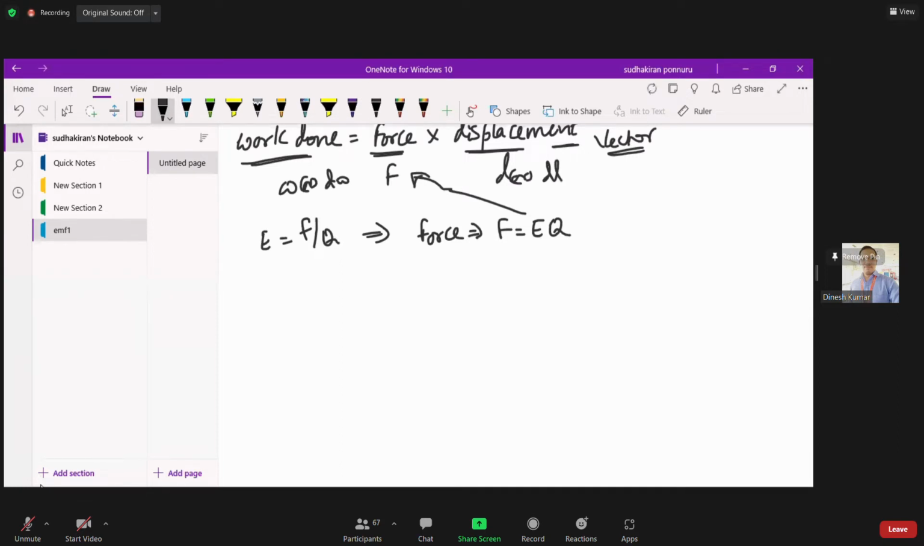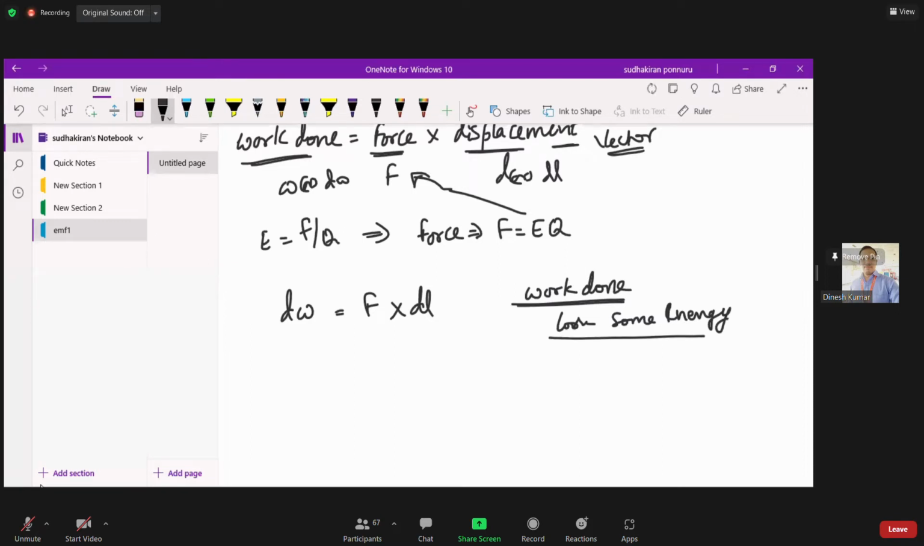Okay, so first we are writing dW is equal to F into dl. So dW is equal to F into dl. Here we are talking about work done. Work done means we will lose some energy to do any work. So the losing of energy we are going to represent with a negative sign. That is nothing but the loss, and that loss we represent with a negative sign. Therefore, dW will be equal to minus F into dl.